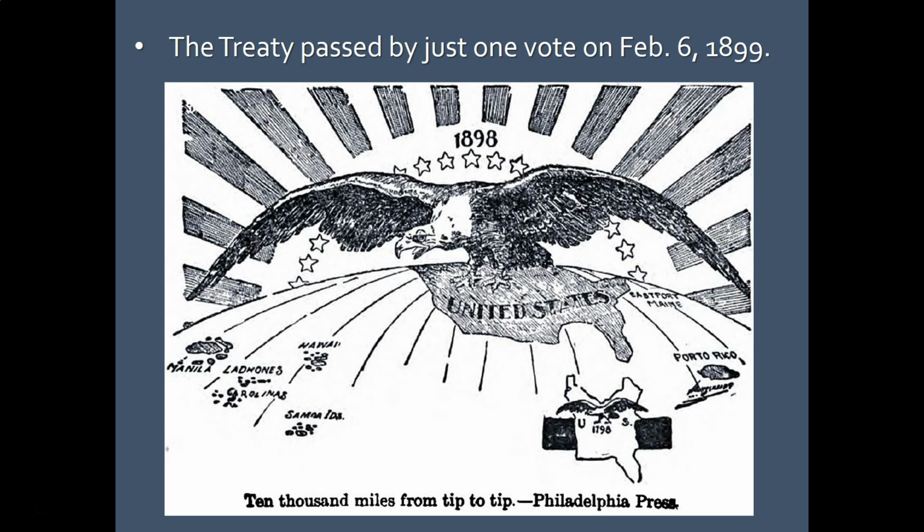Now remember, there were a lot of people who were frankly skeptical about this whole imperialism thing, and there were members of Congress, the Senate, who didn't want anything to do with this treaty, and it passes by a single vote. So it tells us there was a lot of opposition to this acquiring of territory.